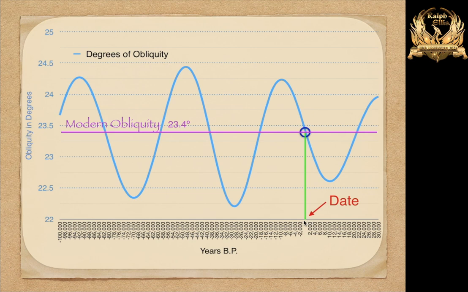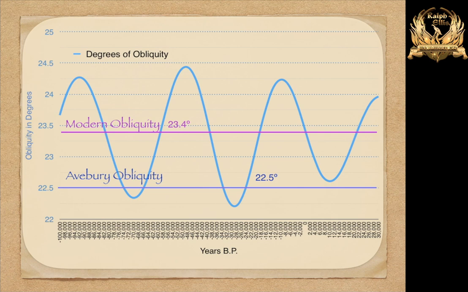But of course the date given by Avebury was not 23.4 degrees. It was indicating a tilt angle for the Earth of 22.5 degrees, almost a degree different. So where would that be? Well, it would be down here. Here's the Avebury obliquity, 22.5 degrees. And from that we can get a date, because all we need to do is intersect this light blue sine wave and drop a perpendicular.